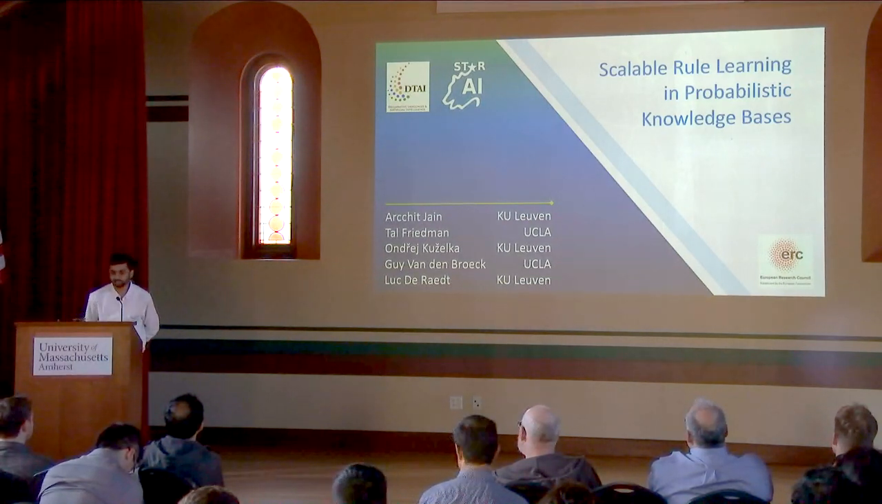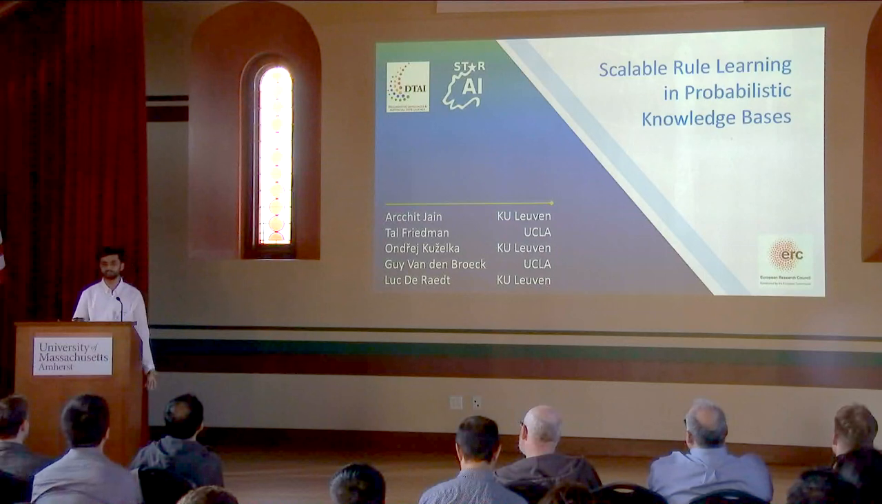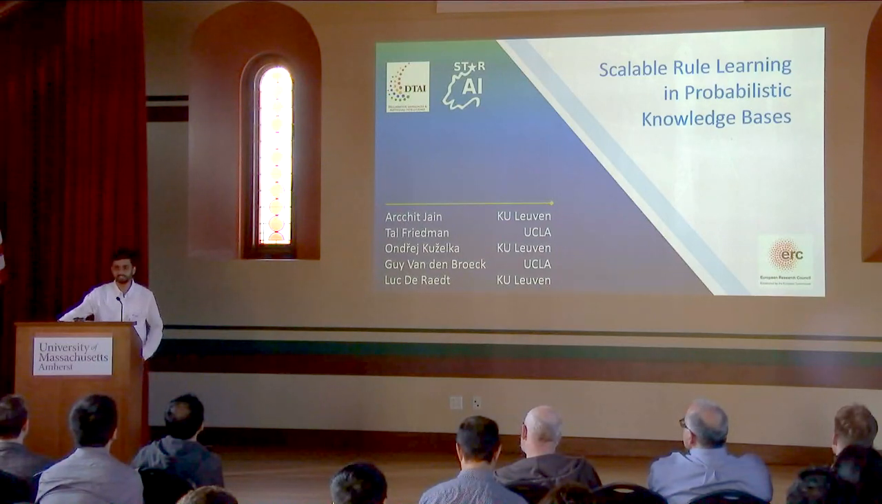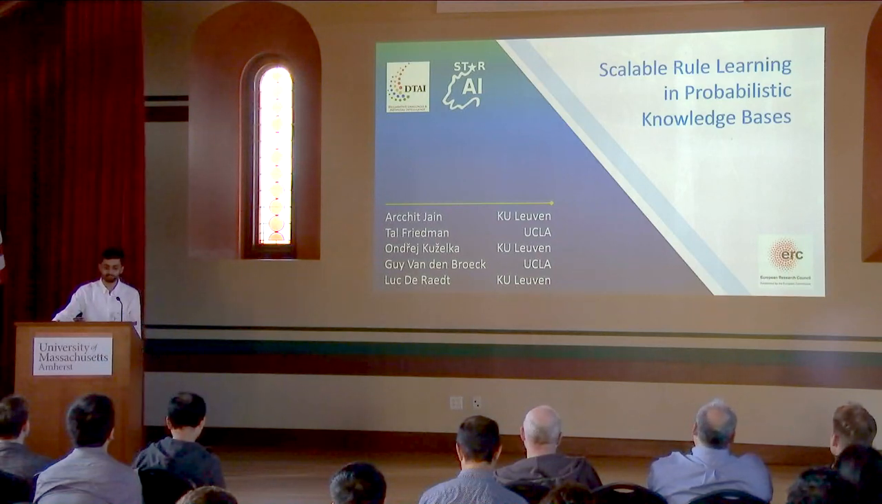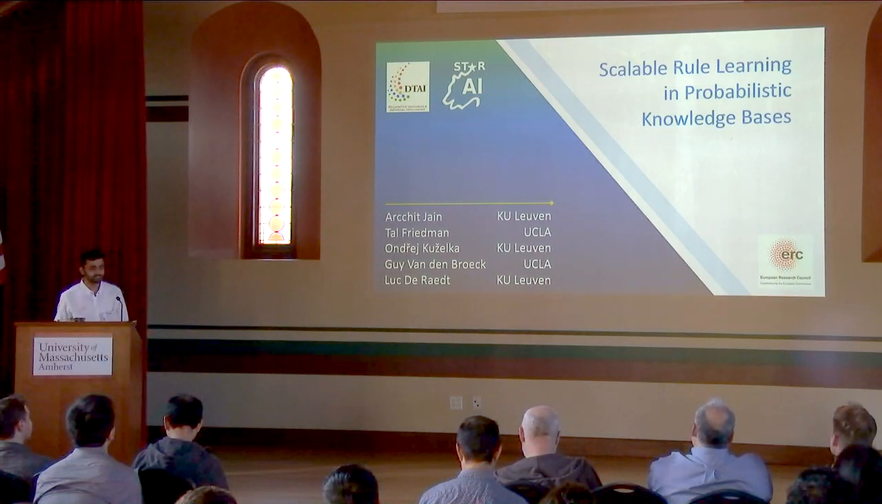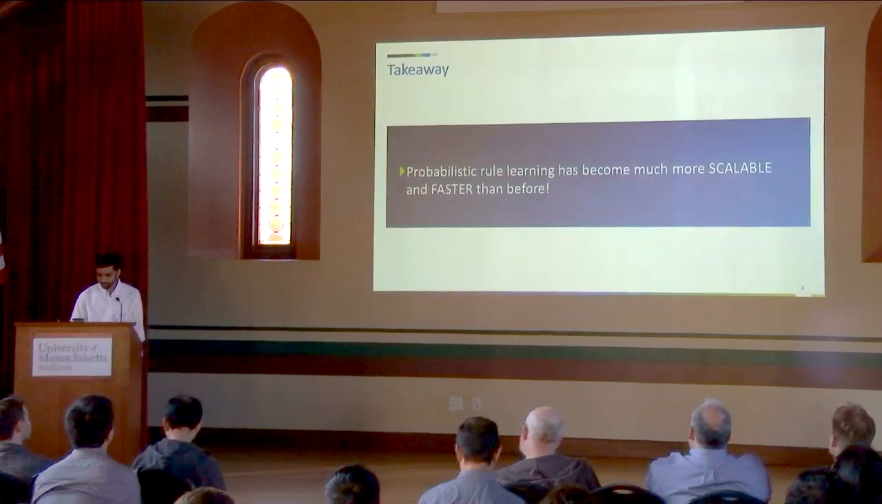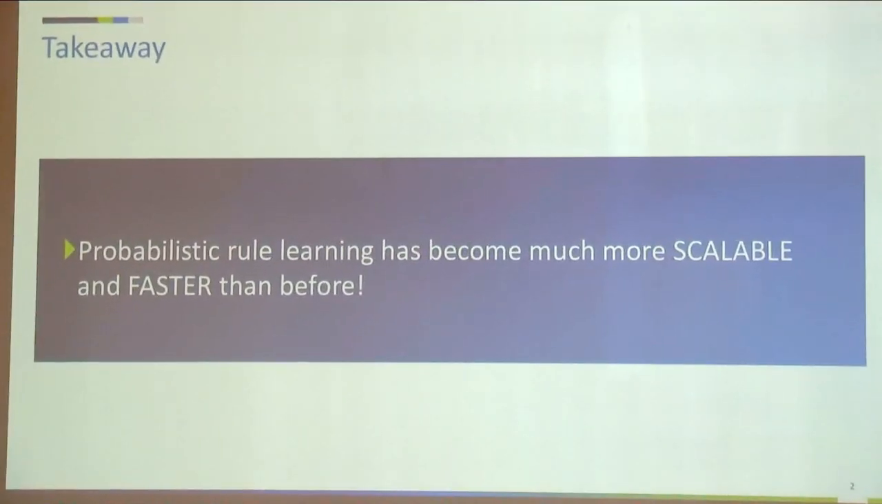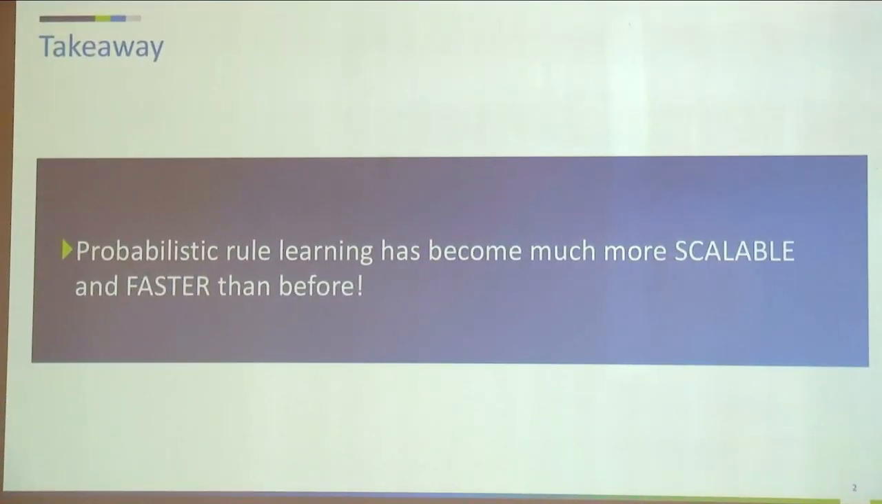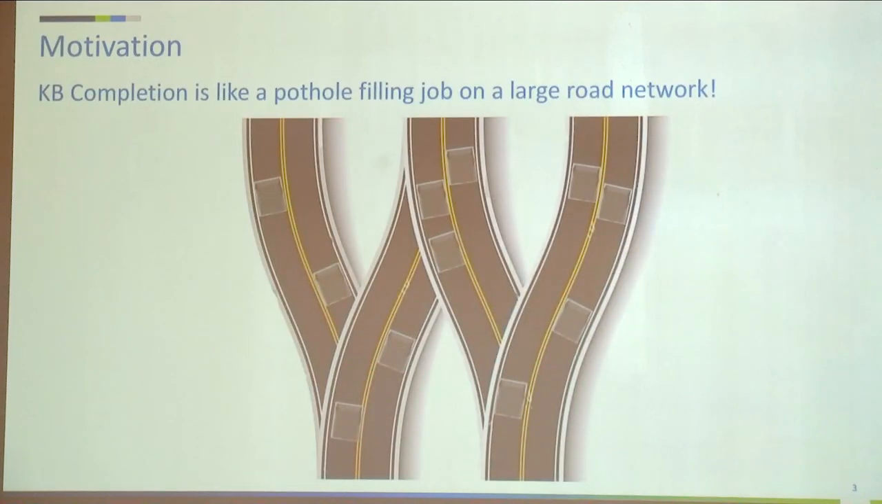Hello everyone, I'm Archit Jain, and I'm going to talk about how probabilistic rule learning can help in solving knowledge base completion. This is a joint work between KU Leuven and UCLA. The primary takeaway of my talk is that probabilistic rule learning has become much more scalable and faster than before.